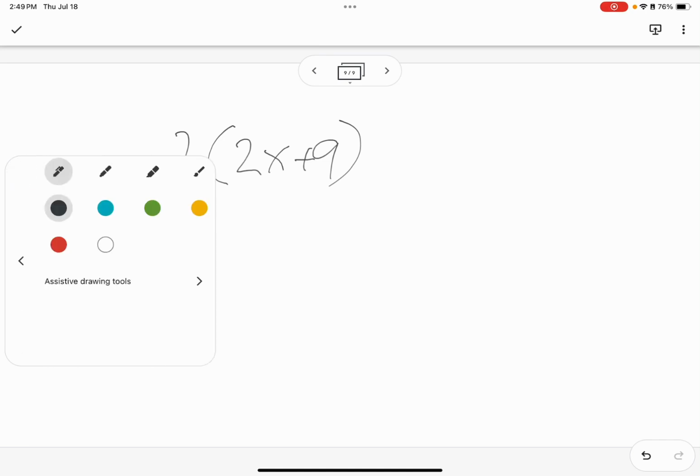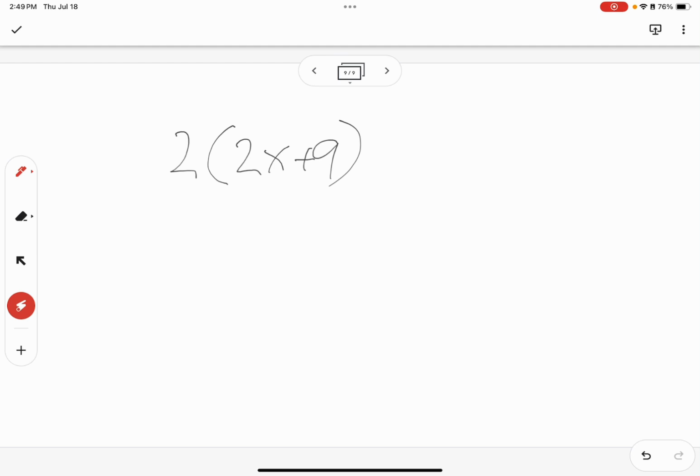Now, let's look at the next problem. We have 2 times the quantity 2x plus 9. See if you can figure that out. Okay, so here we've got, let's go ahead and start this out. We have to distribute this 2 into everything because inside the parentheses, there's nothing else we can do. We cannot combine these because they're not like terms. This has a variable of x, and this does not have a variable.